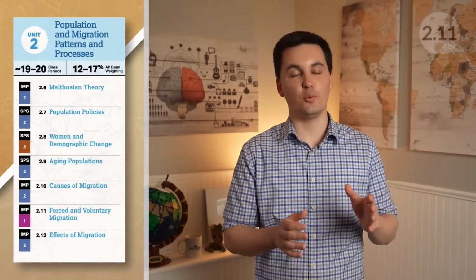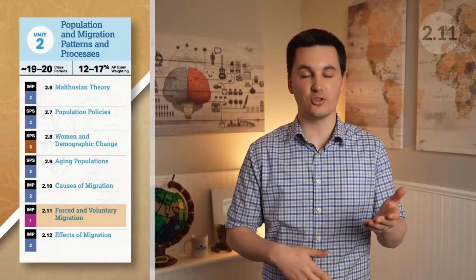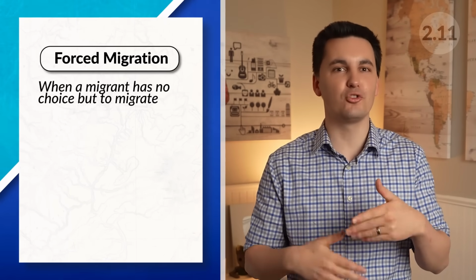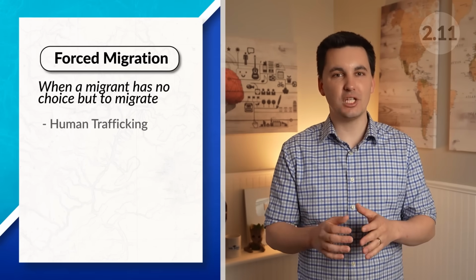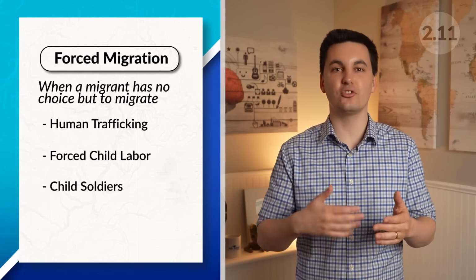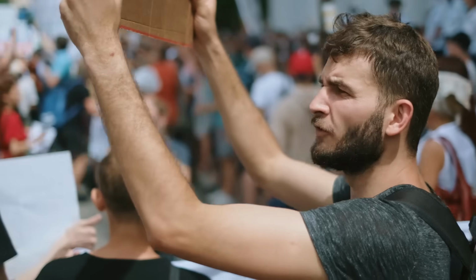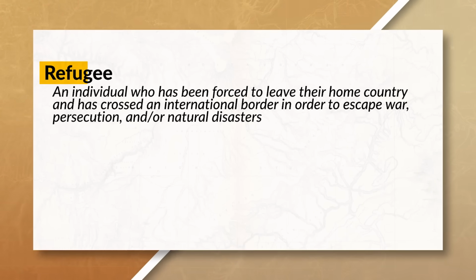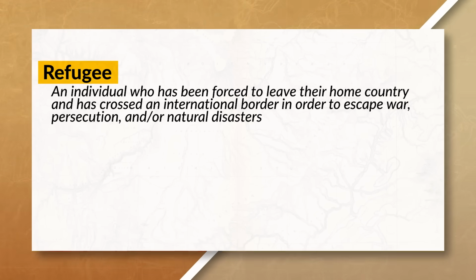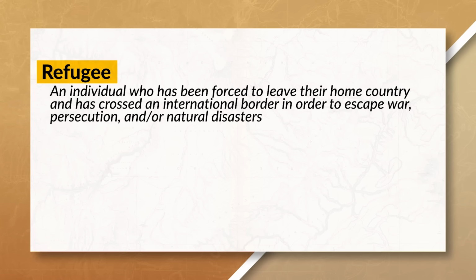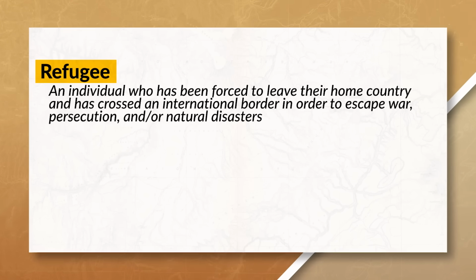Now, when it comes to migration, we can see that migration can either be forced or voluntary. Let's start by reviewing forced migration, which is when the migrant has no choice but to migrate. Human trafficking, forced child labor, child soldiers, and slavery are all examples of forced migration. Forced migration happens when individuals are compelled to leave their country due to reasons such as war, political oppression, or environmental disaster. Migrants who have been forced to leave their home country and have crossed an international border in order to escape war, persecution, or natural disasters are known as refugees.